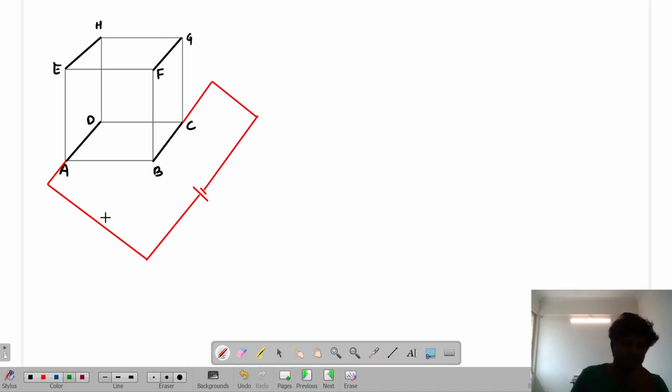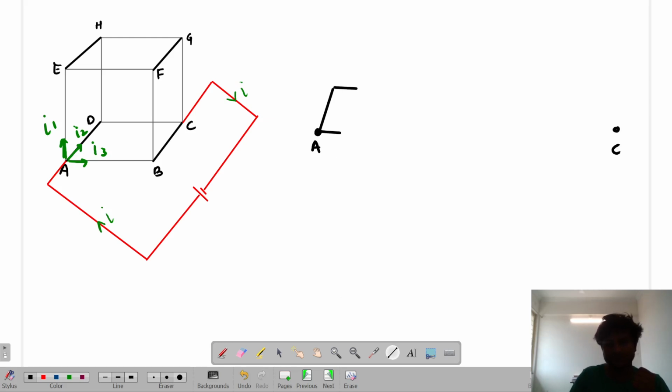So net current through this is what? I is also receiving how much? I. It is getting divided into three parts, I1, I2 and I3. So first thing, I got my point A and point C, and from A there are three divisions, isn't it? Done. First task is done.